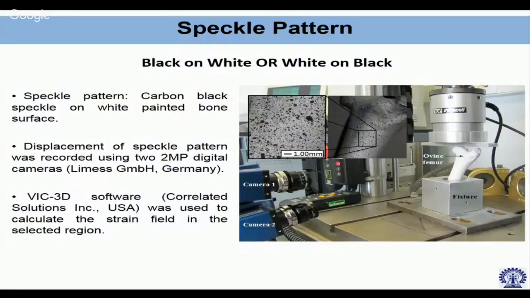Since it was difficult for us to get hold of cadaver samples, we used the sheep bone, and we cleaned the surface, and we applied this whole technique and measured strain fields in a sheep femur. Okay, it's an ovine femur. We'll come to results later on.